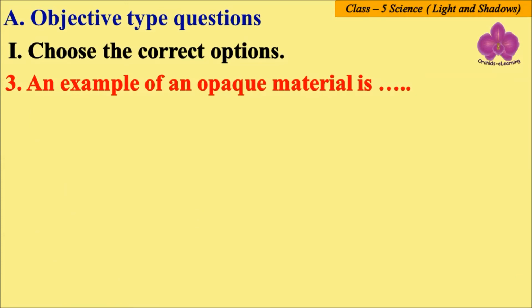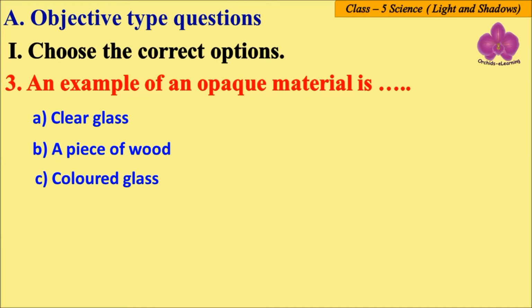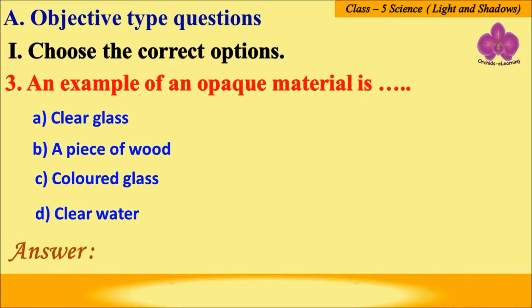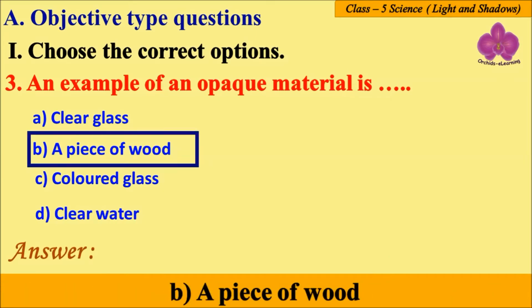Third, an example of an opaque material is dash. A, clear glass. B, a piece of wood. C, colored glass. And D, clear water. Which is an opaque material? And the answer is B, a piece of wood.